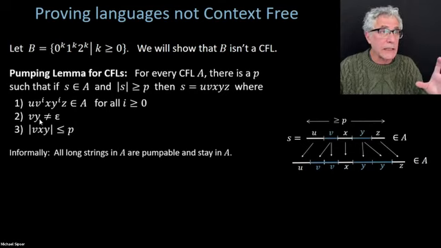So the second condition is that V and Y together cannot be empty. Really that's another way of saying they can't both be the empty string. Because if they were both the empty string, then repeating them wouldn't change S, and then of course it would stay in the language, so it would be kind of meaningless if they were allowed to be empty.